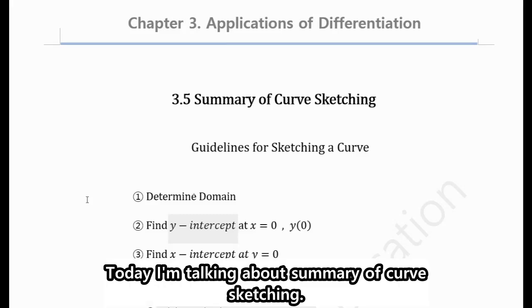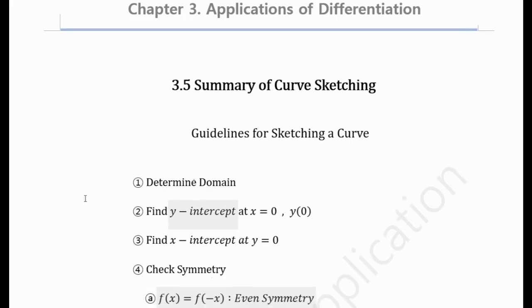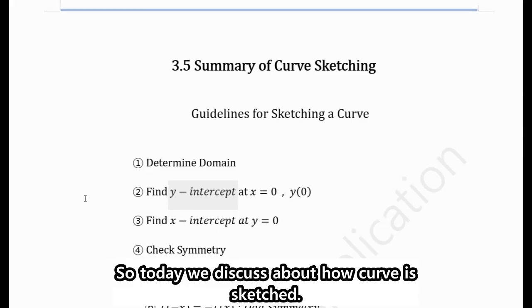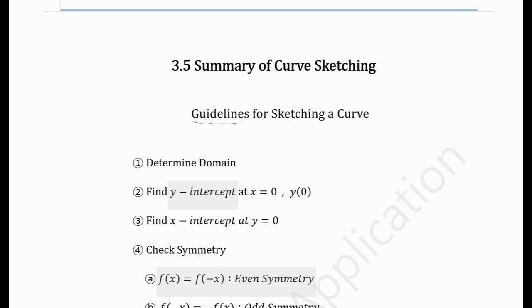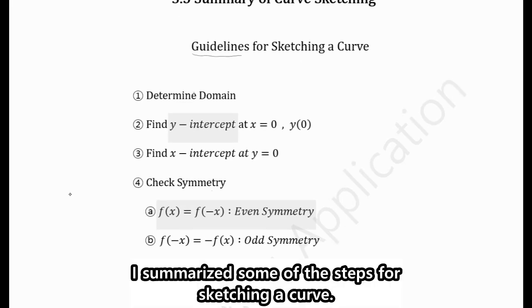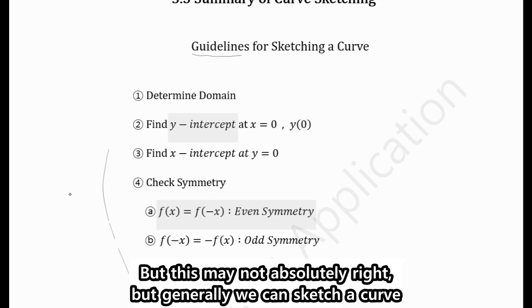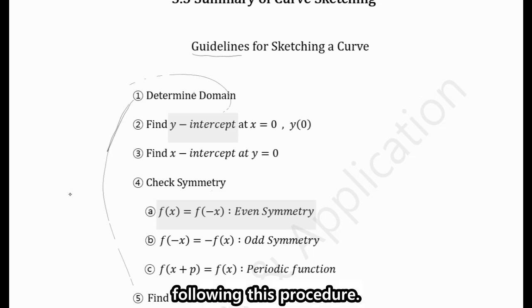Today I'm talking about a summary of curve sketching. We discuss how a curve is sketched. We have a guideline for sketching a curve. I summarized some steps for sketching a curve, but this may not be absolutely right; generally, we can sketch a curve following this procedure.